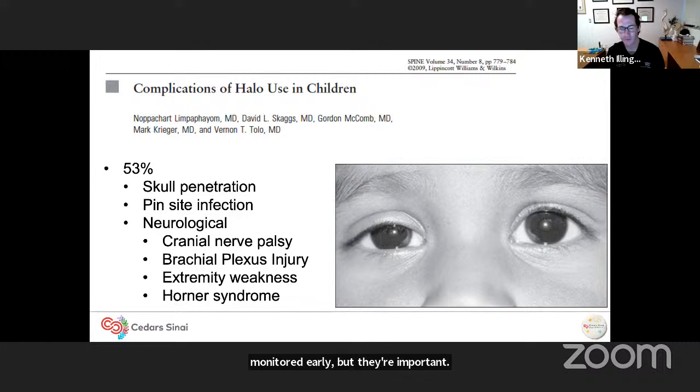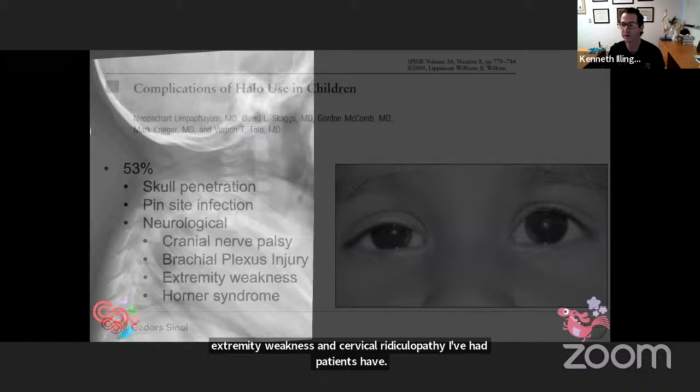You can also get brachial plexus traction injuries, extremity weakness, and cervical radiculopathy. I've had patients have Horner syndrome, as you can see over here on the right. So these are important complications to keep in mind.